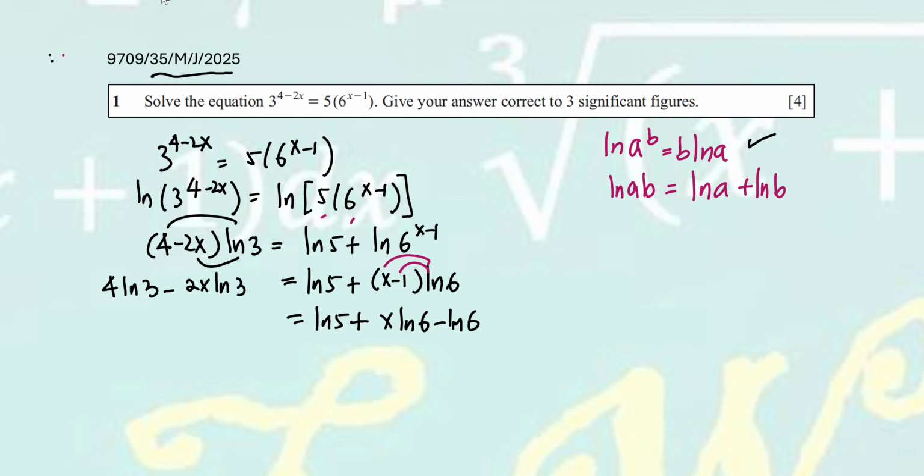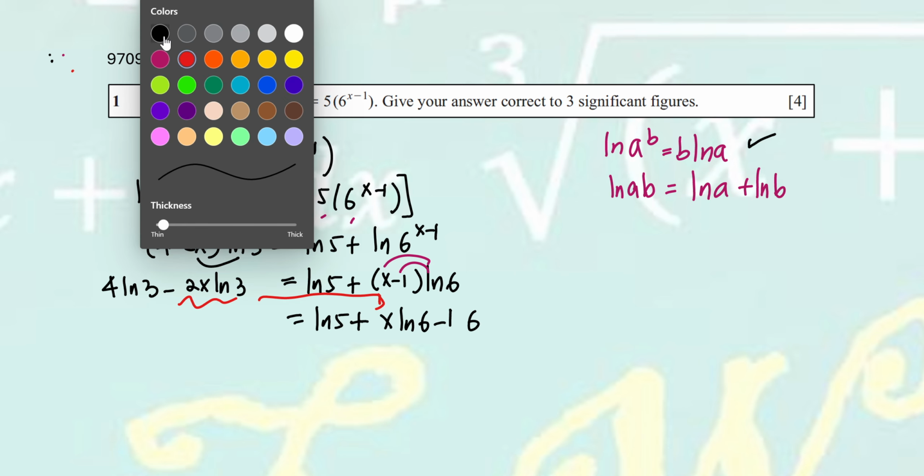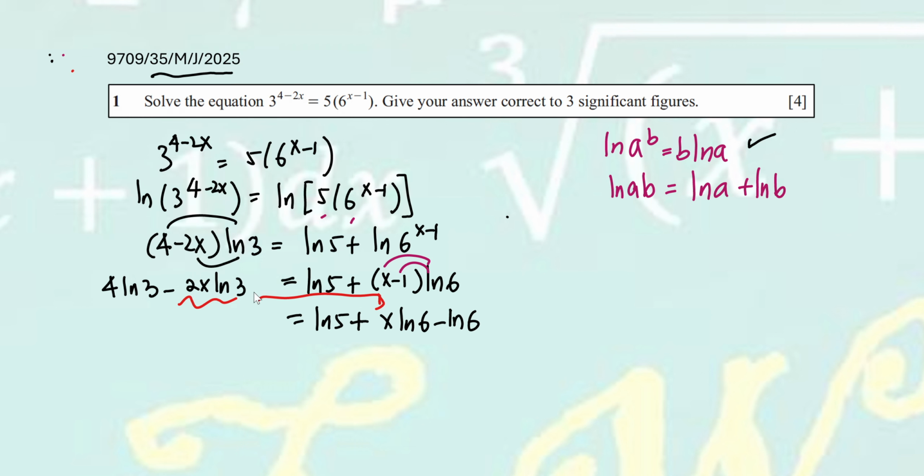So this negative 2x ln 3 will be moved to the left side. Okay, move to the right side, and then the rest will be moved to the left side. So which means now here I will be getting x ln 6 plus 2x ln 3 equals 4 ln 3 minus ln 5 plus ln 6.